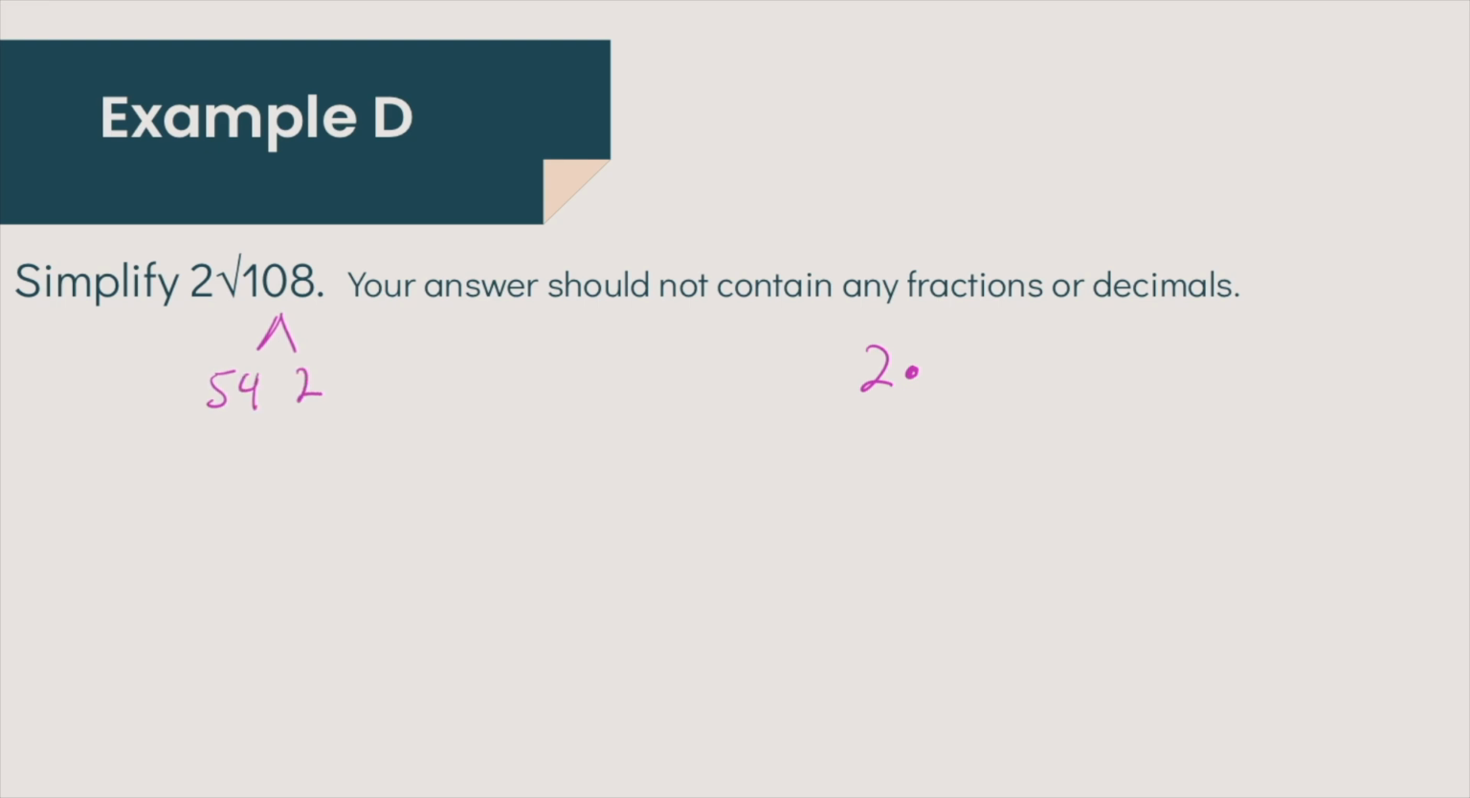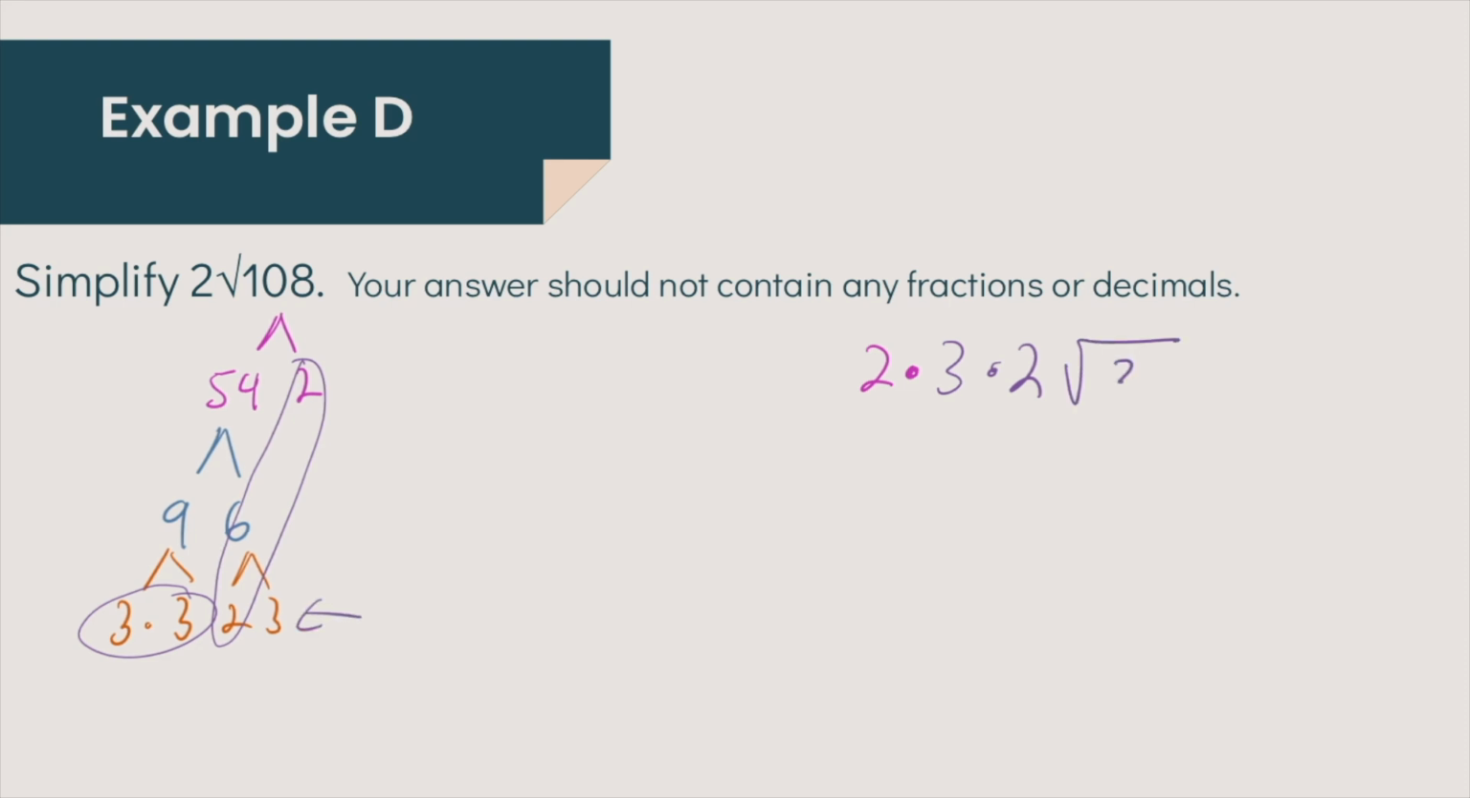And again, I know 54 can be broken down to 9 times 6. So I've got 9 and 6. I can break that 6 down to 2 times 3. And that 9 to 3 times 3. So now again, I'm going to look for groups of 2. So I've got a group of 3 here, so that's going to go to the outside to be multiplied. I've got another group of 2s here, so that's going to go to the outside to be multiplied. And I've got this 3 just by itself, so it's going to stay under the radical.